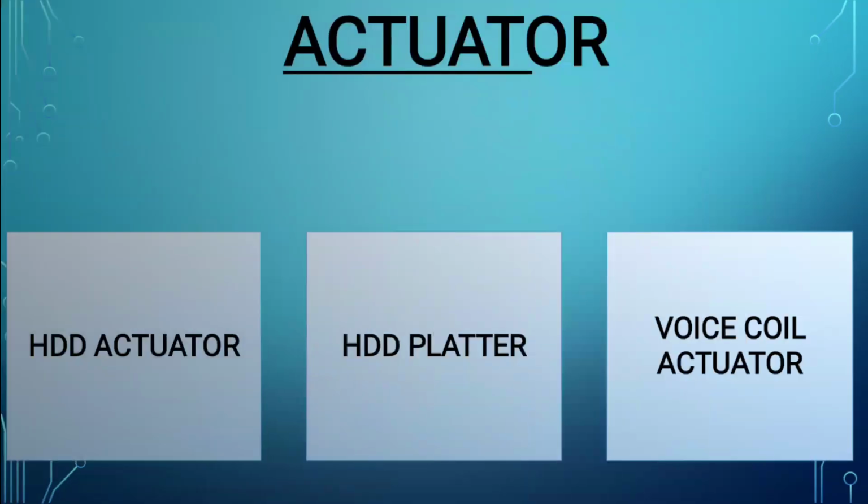Moving to actuator. The actuator is a device which moves the head arm assembly. The actuator brings the head arm and its slider to the right spot over the platters from where the data should be read or written. Modern hard drives use a voice coil actuator which controls movement of a coil towards or away from a permanent magnet based on the amount of current flowing through it.